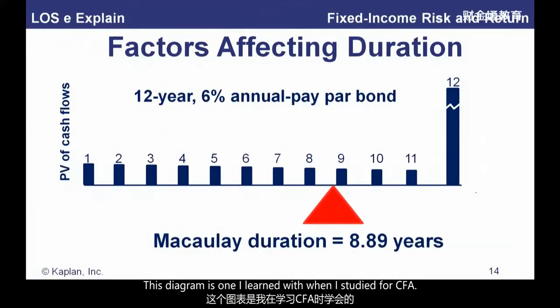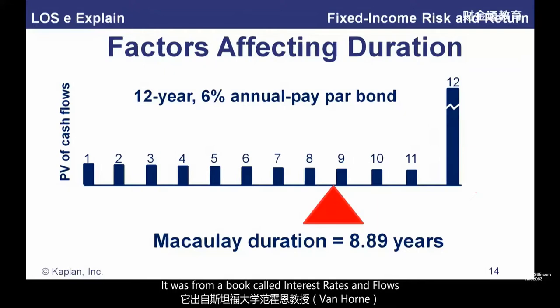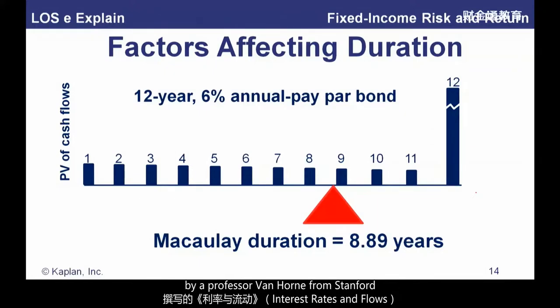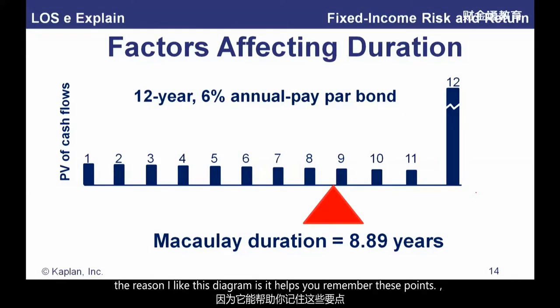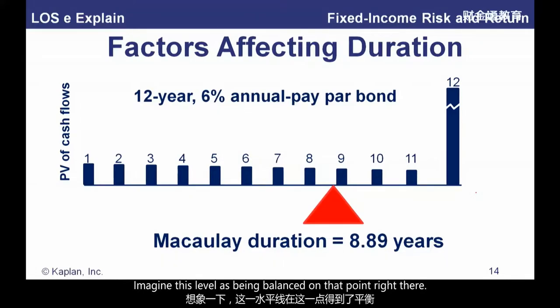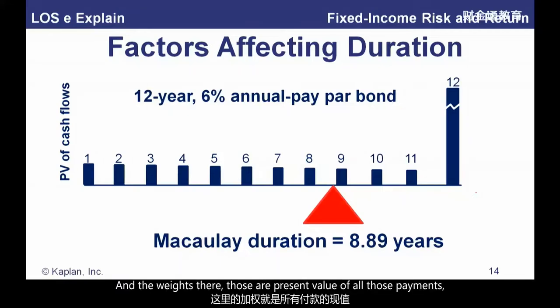Now this diagram, it's one I learned with when I studied for the CFA. It was from a book called Interest Rates and Flows by Professor Van Horn from Stanford. I remember it was a great book. I don't know why they gave it up, but I like this diagram. The reason I like this diagram is it helps you remember these points. Imagine this level as being balanced on that point right there. Okay? And the weights there, those are the present values of all those payments.